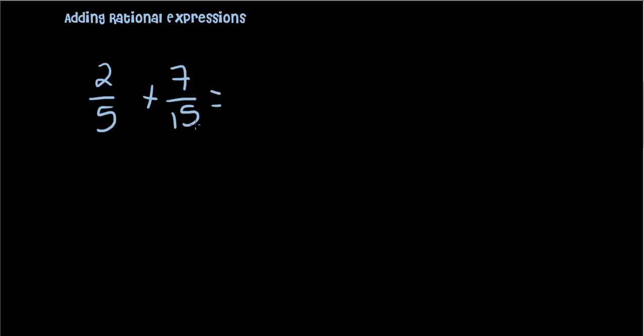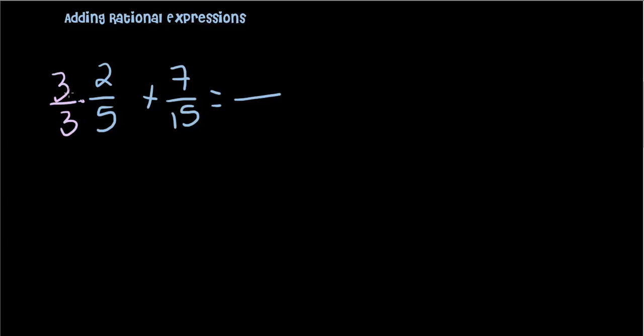So what do I do? Well, if you notice, I can divide 15 by 5 evenly. So then I can use 15 as a common denominator. But how do I change this to 15? Well, 5 times 3 is 15. So if I were to multiply this by 3, it will become a 15. But if I do that to the denominator, I have to do that to the numerator as well. So that's what I'm going to do. I'm going to multiply this by 3 over 3.